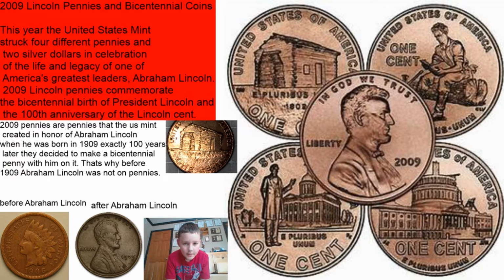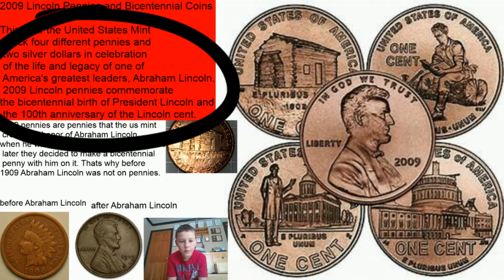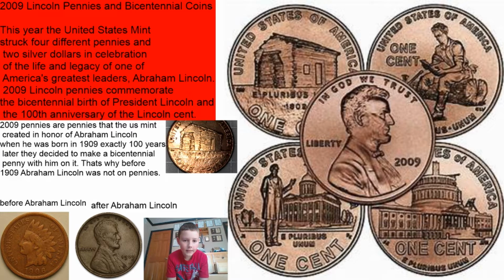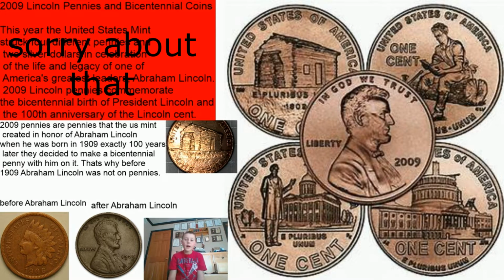And as you can see, highlighted in red, all those words up there say: this year, the United States Mint struck 4 different pennies and 2 silver dollars in celebration of the life and legacy of one of America's greatest leaders, Abraham Lincoln. 2009 Lincoln pennies commemorate the bicentennial birth of President Abraham Lincoln. So, that is why they look different and they changed it up.